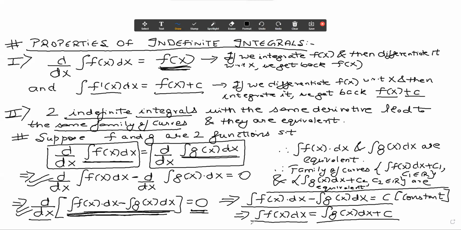So integral fx dx has come out to be exactly equal to integral gx dx plus c. That means the two family of curves are exactly equivalent. So the family of curves integral f of x dx plus c1, where c1 belongs to real numbers, it's a constant, and integral gx dx plus c2, where c2 also belongs to real numbers and is a constant, they are all equivalent.